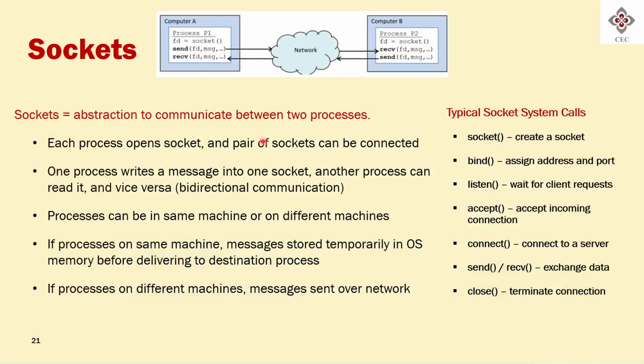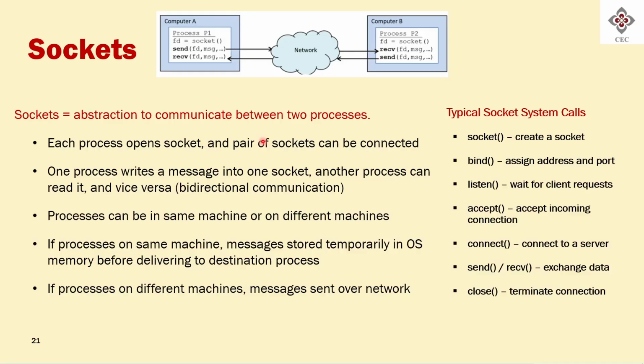The next one is sockets. So, this is mostly dealt with in network programming, where there are different perspectives of looking at sockets, but here we look at the socket as just an abstraction to communicate between two processes. So, it is like an entry and exit point for data. Each process opens a socket and a pair of sockets can be connected.